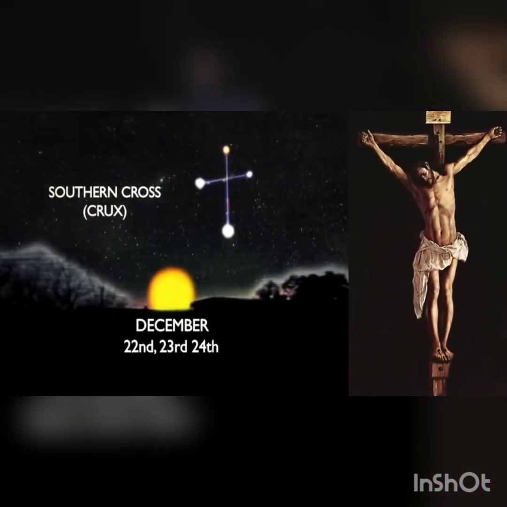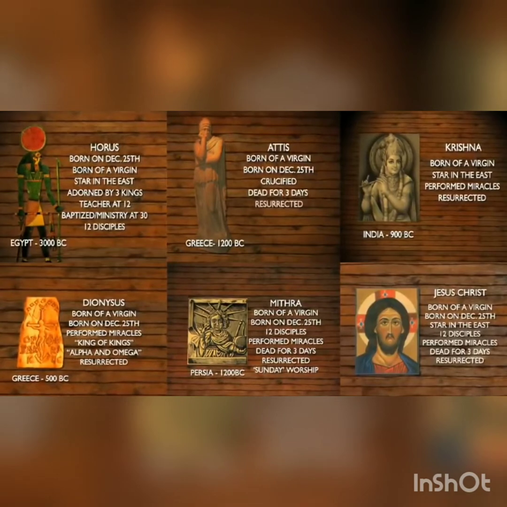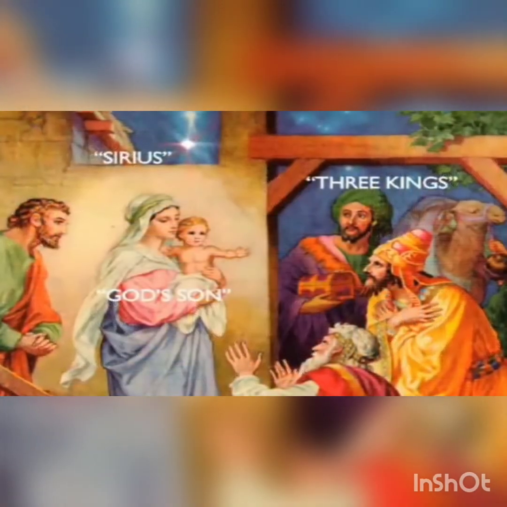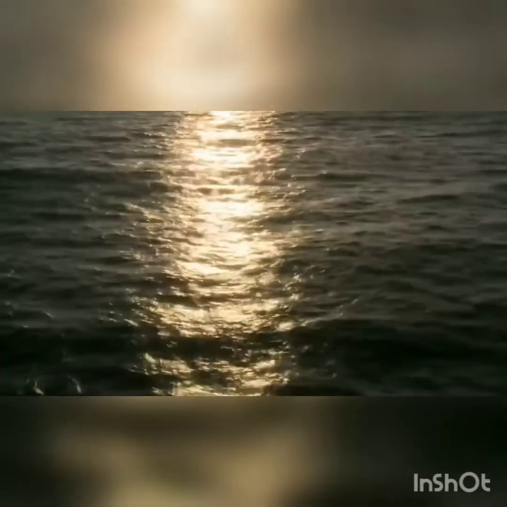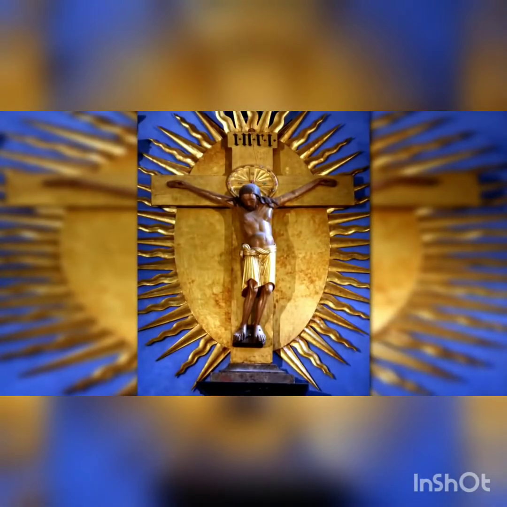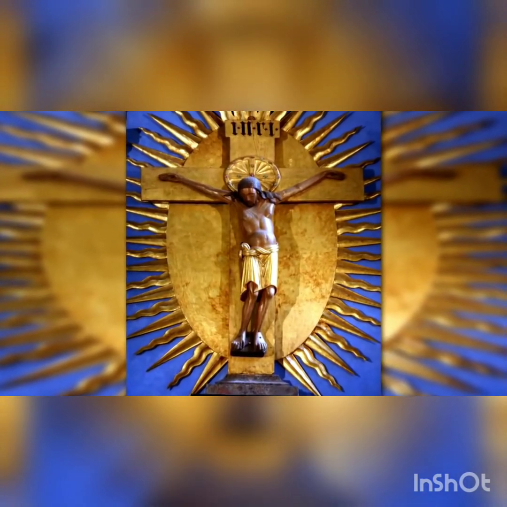If we take a look at several holy figures, they all follow the same story. Born on December 25th to a virgin whose name begins with M, their birth announced by a star in the east which 3 kings followed. They had 12 disciples, walked on water, and healed people. They were also crucified, died for 3 days, then resurrected. This cycle is attached to 40 plus holy figures from around the world.